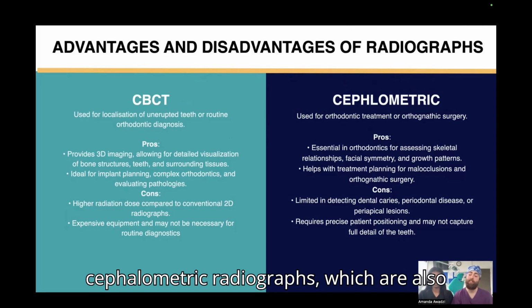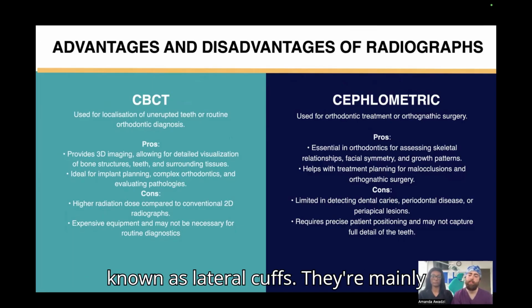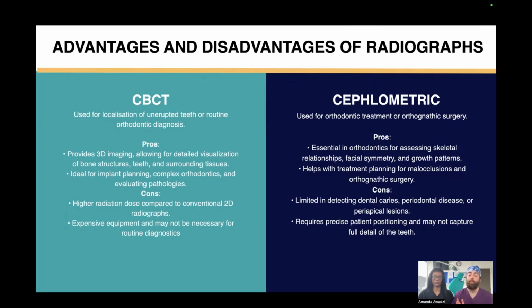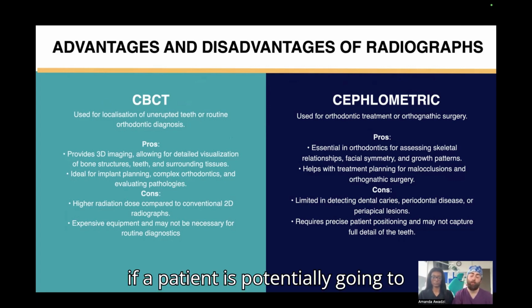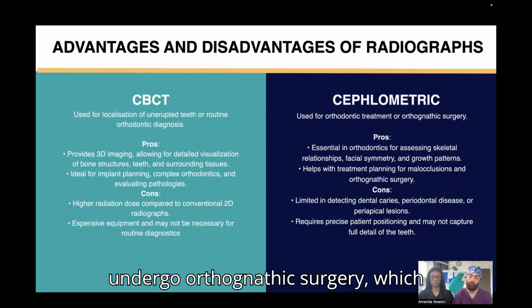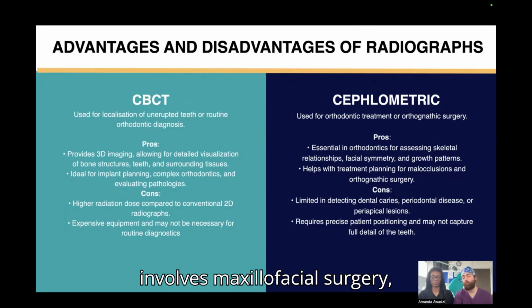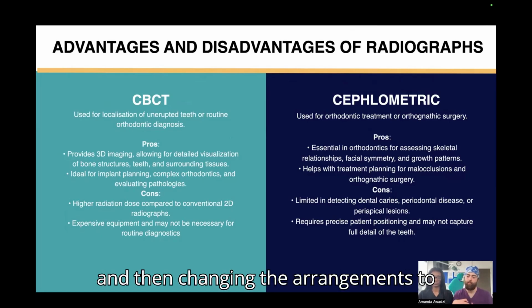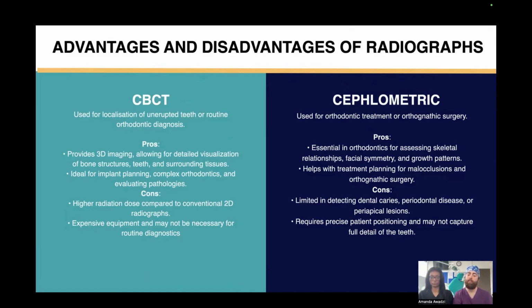The other type is cephalometric radiographs, which are also known as lateral cephs. They're mainly used in orthodontic treatment, especially if a patient is potentially going to undergo orthognathic surgery, which involves maxillofacial surgery, basically breaking the jaw, the maxilla, and then changing the arrangements to give the patient a class 1 occlusion.